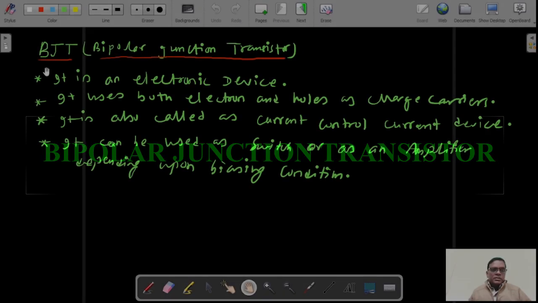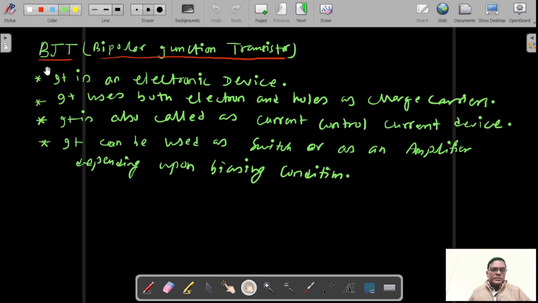Hello everyone. In today's video, we'll learn about BJT, that is Bipolar Junction Transistor. Here we'll understand what a Bipolar Junction Transistor is, what its use is, how it can be used in a circuit, and the biasing configurations.